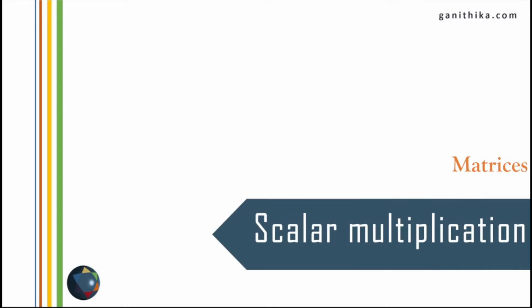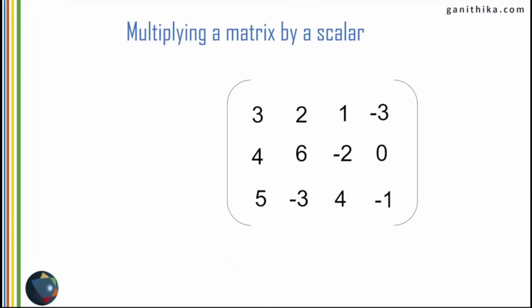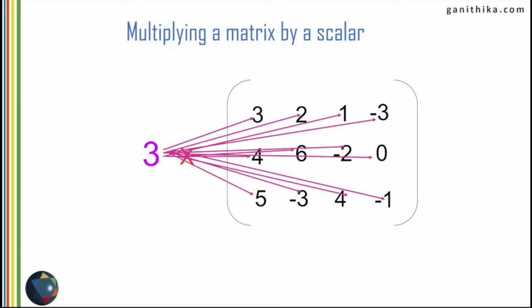Let's see how to multiply a matrix by a scalar. By a scalar means by a number. Say for example, I'm going to multiply this matrix by 3. So if I have to multiply a matrix by a number, I'll multiply the number with all the elements of the matrix like this. So multiplying the first element by the scalar 3, I get 9 here.